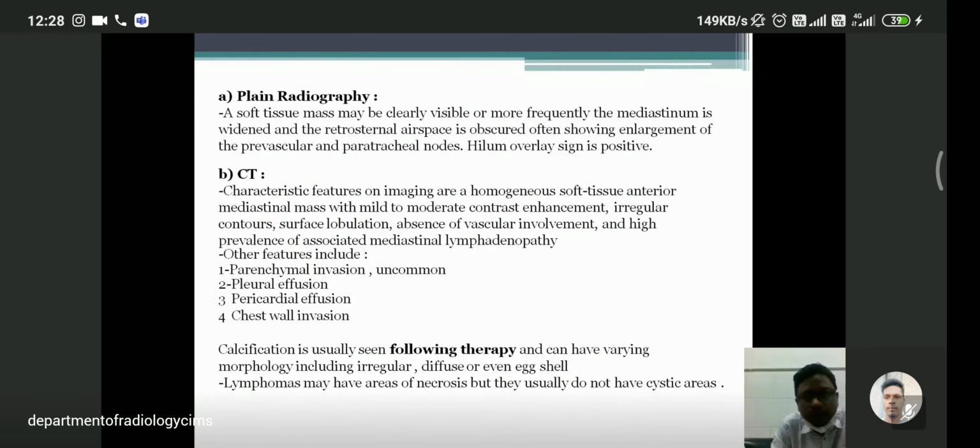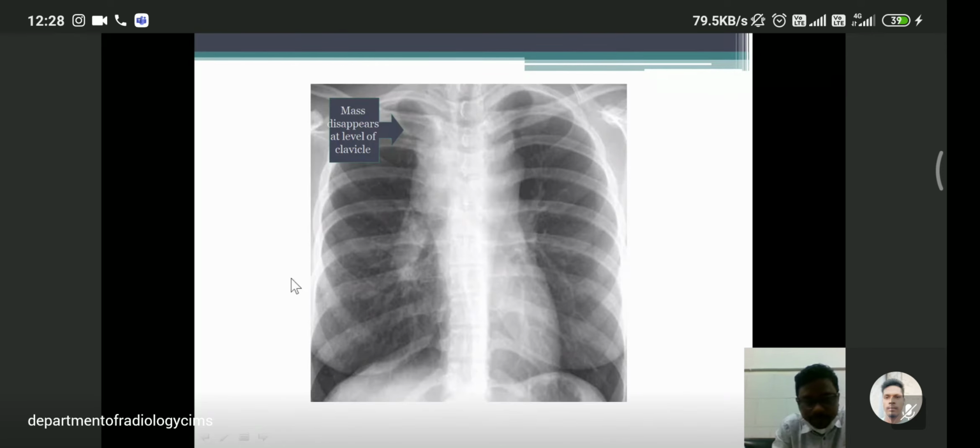On plain radiography, a soft tissue mass may be clearly visible, or more frequently the mediastinum is widened and the retrosternal space is obscured, often showing enlargement of the prevascular and the paratracheal nodes. So hilum overlay sign will be positive also, and we can better characterize by the CT the parenchymal invasion, pleural effusion, pericardial effusion, and chest wall invasion, which can be better evaluated in the CT scan.